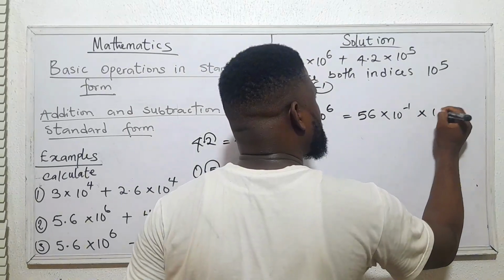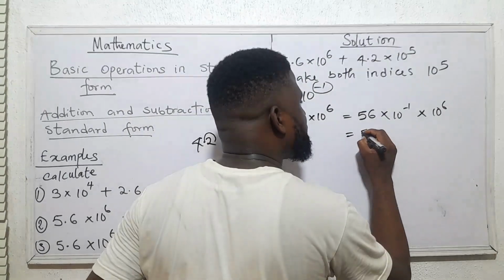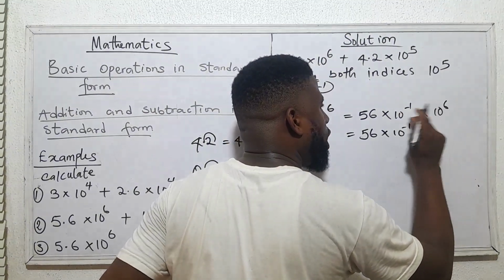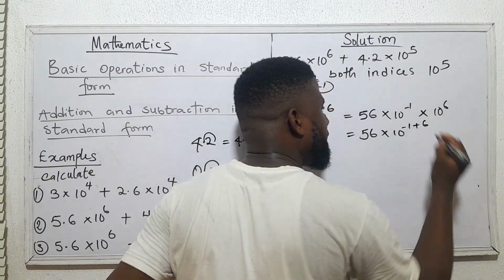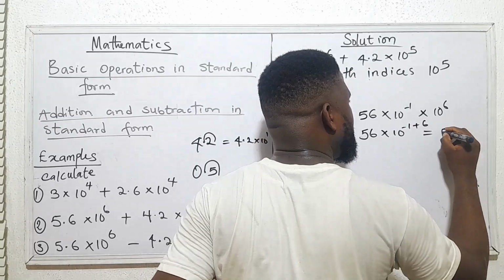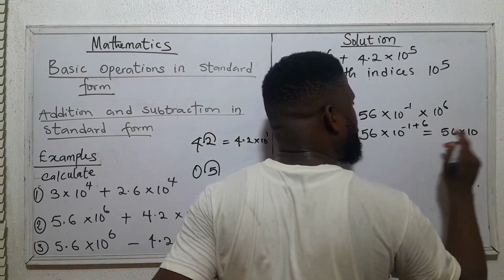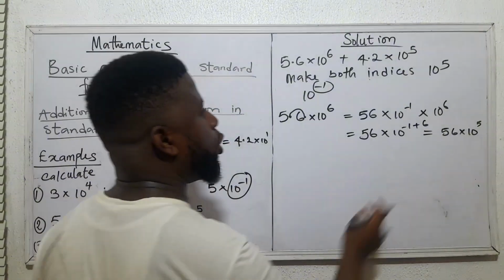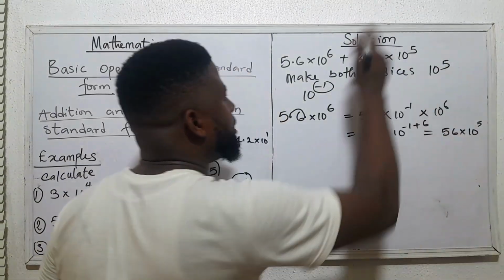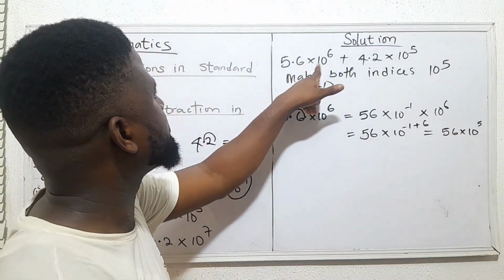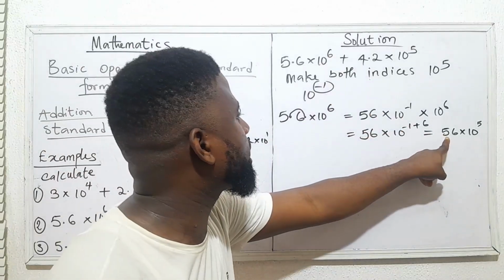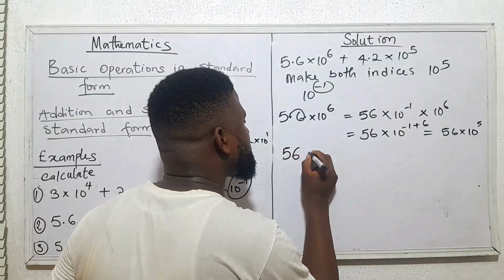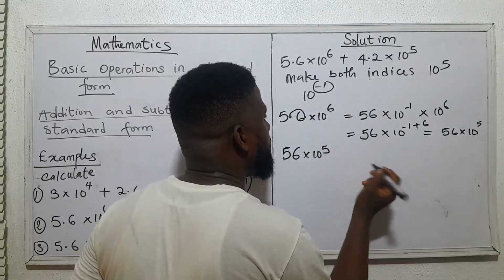Then this times 10 raised to the power 6. This will now give me 56 times 10 raised to the power minus 1. According to law of indices, times change to plus, and then we have 6. And this gives me 56 times 10 raised to the power minus 1 plus 6, which is 5, right? So their indices are now the same. 5.6 times 10 raised to the power 6 is now clearly 56 times 10 raised to the power 5. We now have 56 times 10 raised to the power 5, right?